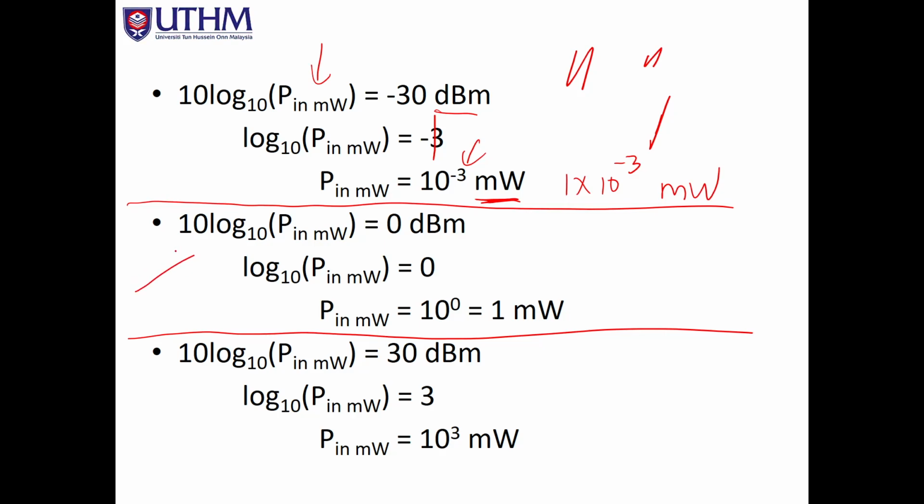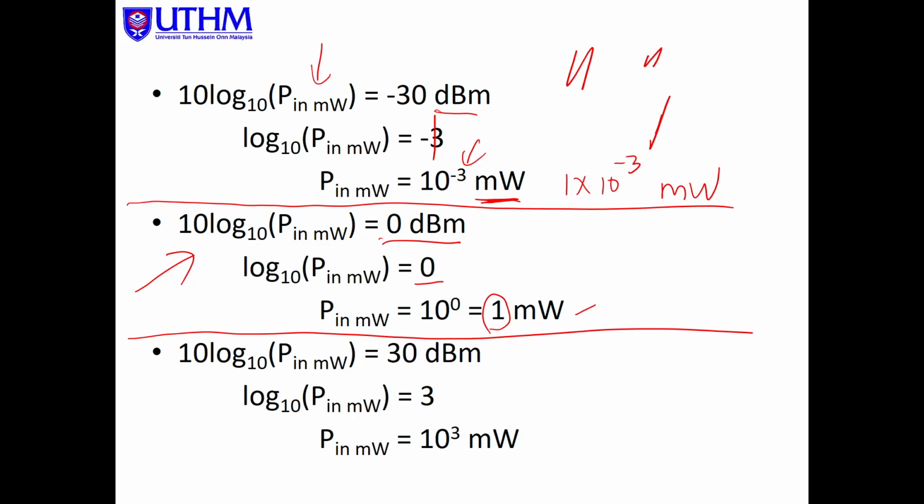Okay, go to the next question. 10 log power in bracket must be milli equal to 0 dBm. Divide with 10, you get 0. So power in milliwatt, you get 10 anti-log of 0. Anti-log of 0, you get 1. But the unit is in term of milliwatt.